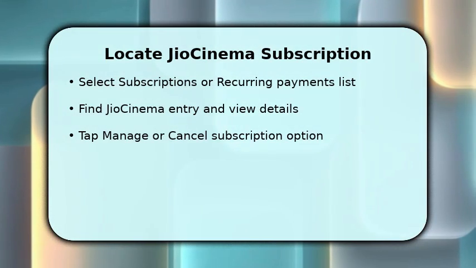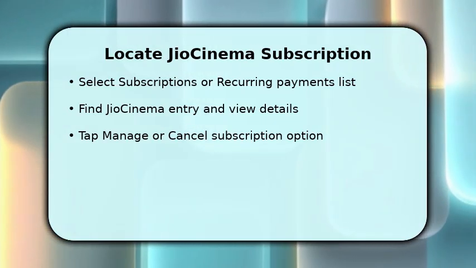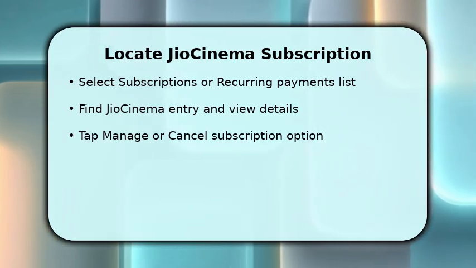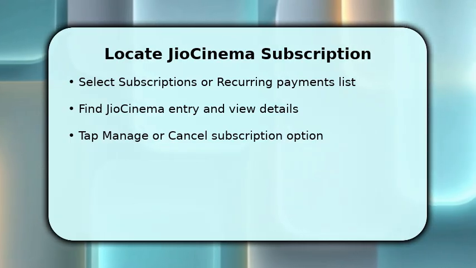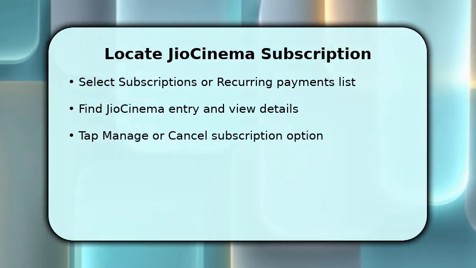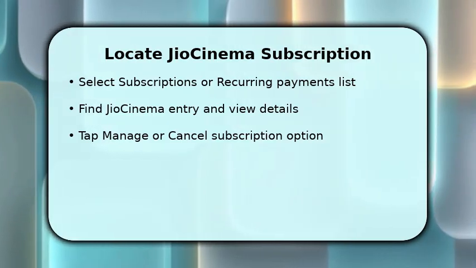Next, scroll to Subscriptions or Recurring Payments and locate Jio Cinema in the list. If you have multiple services, use the search bar to speed this up. Tap the Jio Cinema entry to view billing details, next charge date, and payment method. You need that context to decide whether to pause or cancel.